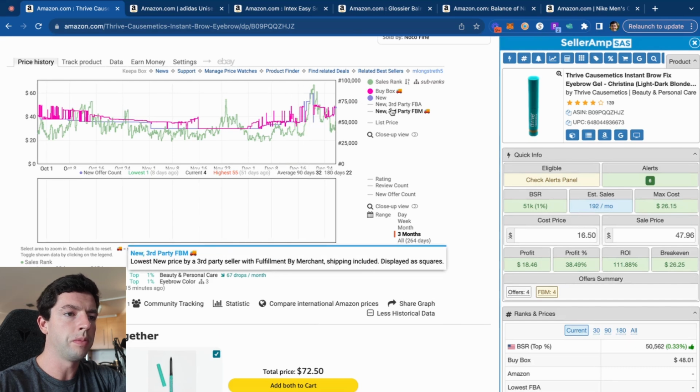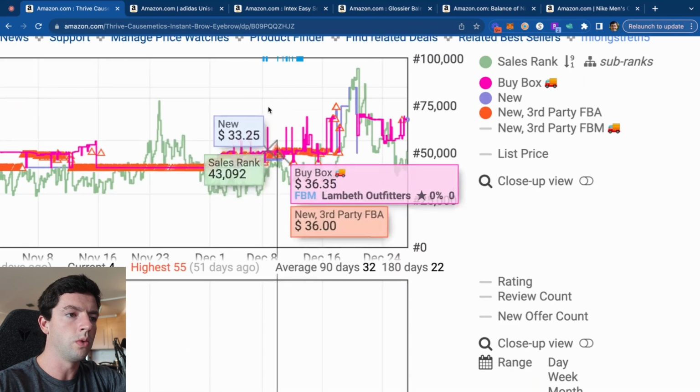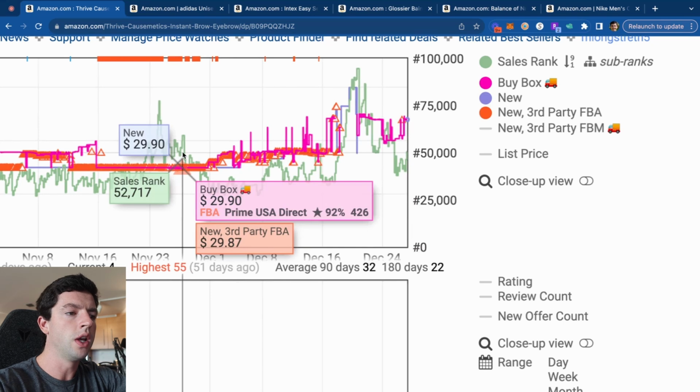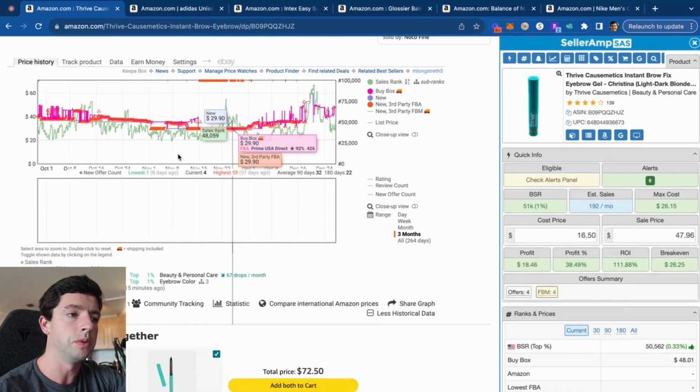Then the third party FBA is these orange triangles right here, which show the current lowest third party FBA price. Now, a lot of people think the orange triangles represent that item selling. However, that is not the case, but the more orange triangles you see, the more that item is selling. So if you take a look at something with like a 250 or 500,000 sales rank that pretty much never sells or doesn't sell super often, it's not going to have a lot of orange triangles.